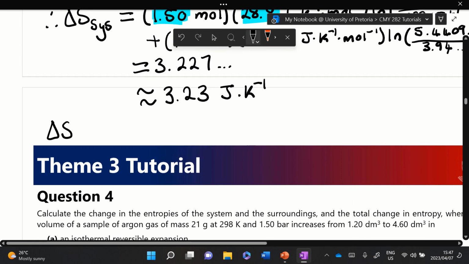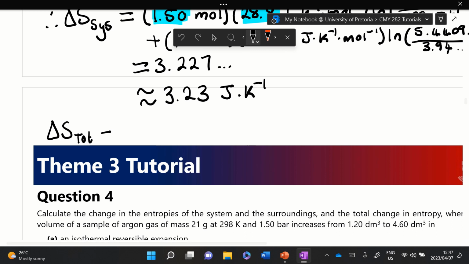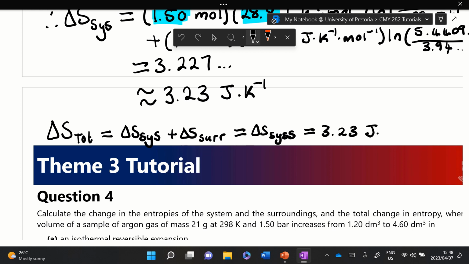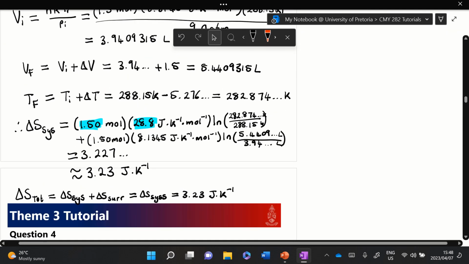So delta S total is then equal to delta S system plus delta S surroundings, which is 0, so which is equal to delta S system, which is equal to the 3.23 joule per Kelvin. Right. Great. Huh. That was a long question. Yeah. So, oh my goodness.